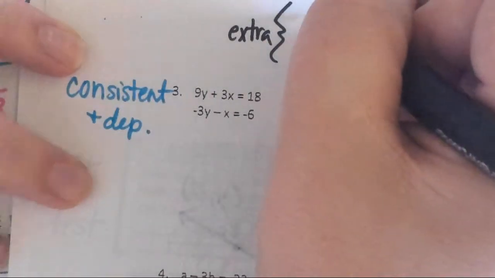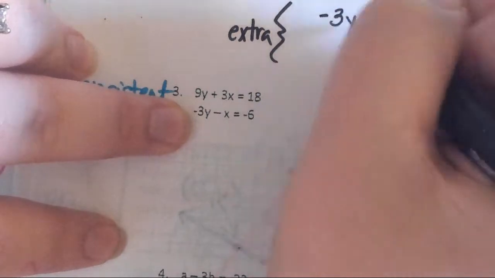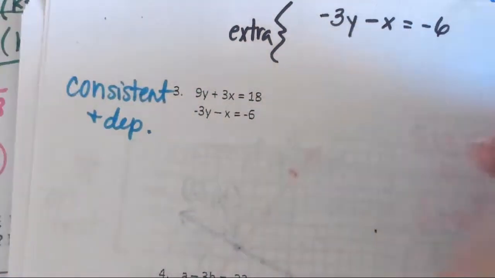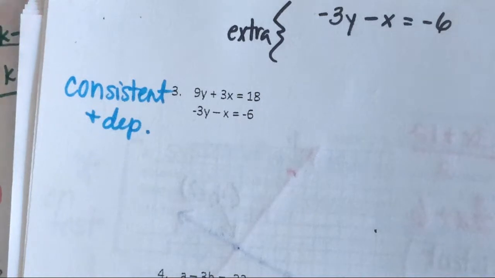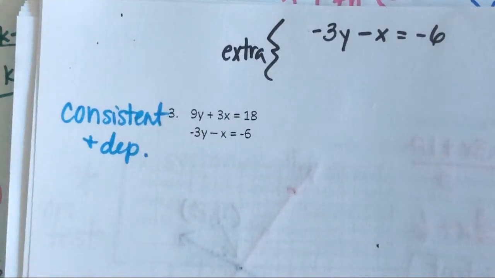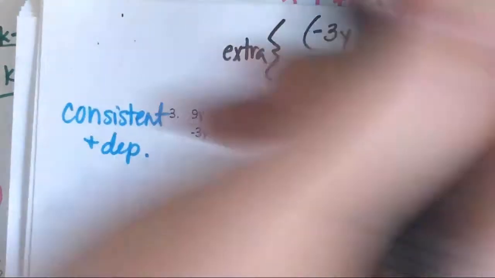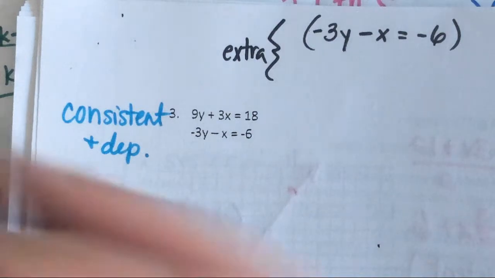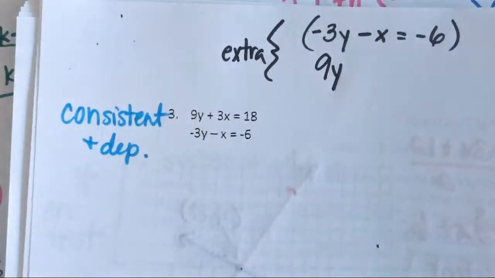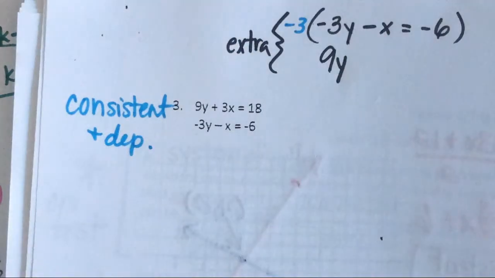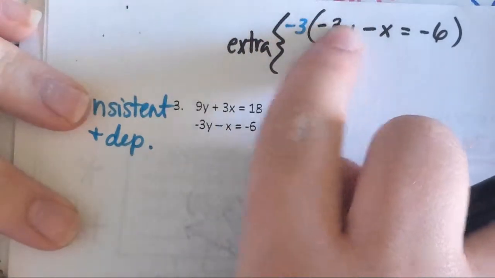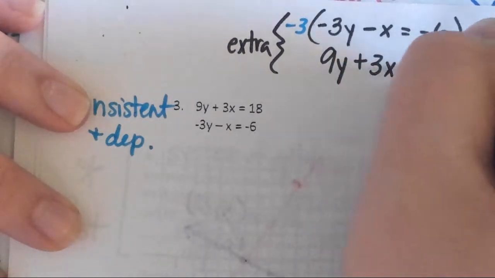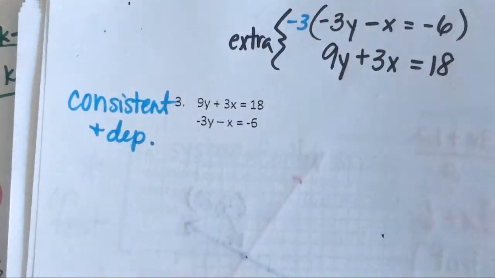That bottom equation was negative 3y minus x equals negative 6. What can I multiply it by so that instead of a negative 3 in front, it was a 9 in front? If I multiplied by negative 3, I would have to multiply everybody by negative 3. I would have 9y plus 3x equals positive 18. What does that remind you of? It reminds you of that top line. Don't they match now? Meaning one really is a multiple of the other.